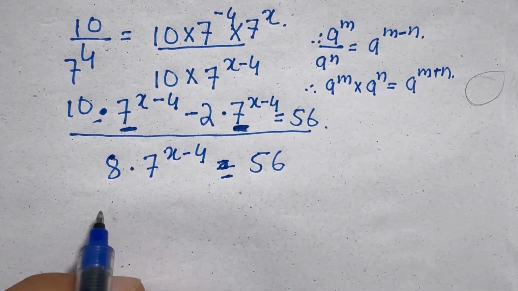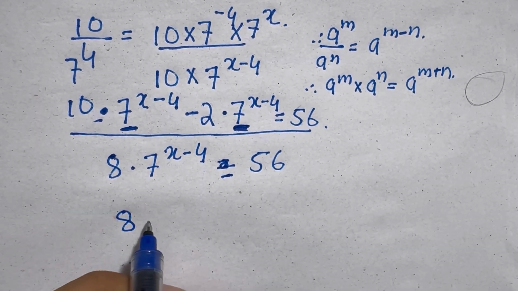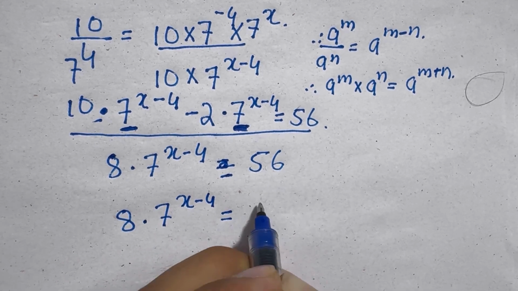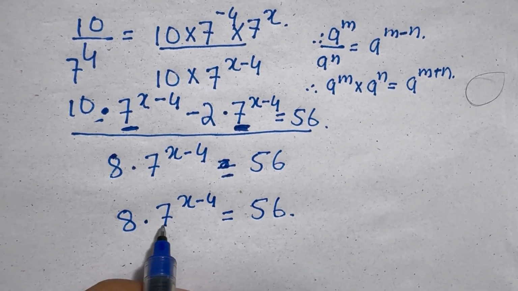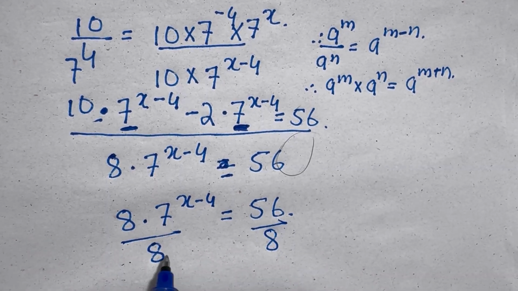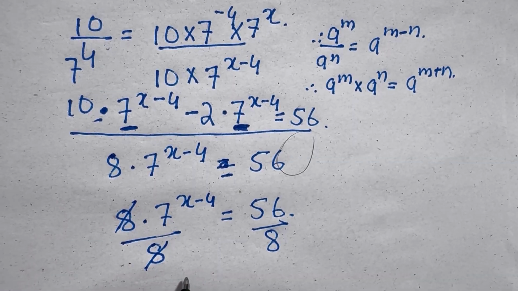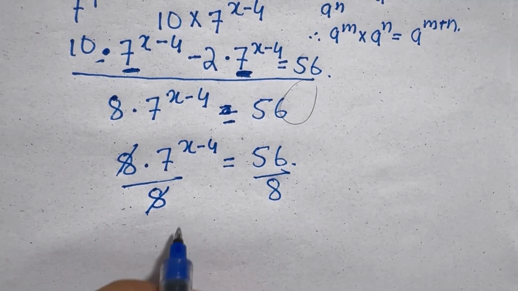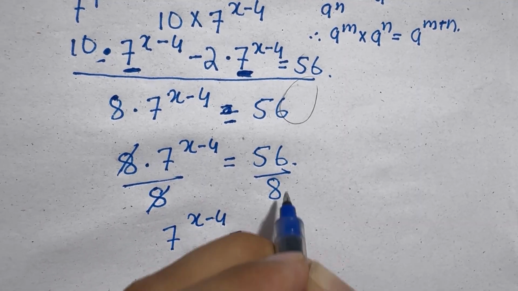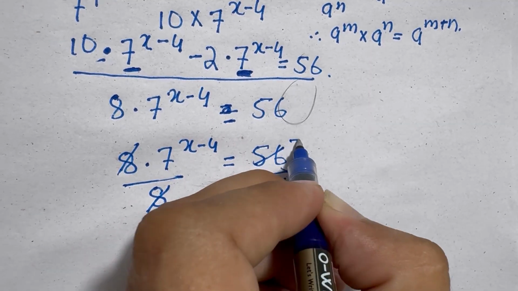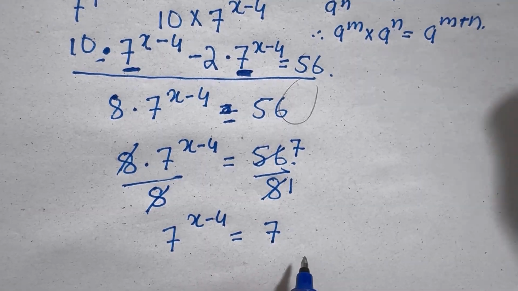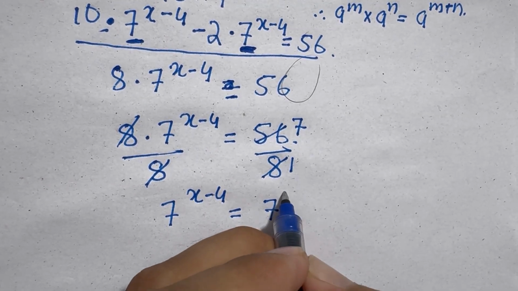So after that, I can rewrite the whole equation: 8 multiplied by 7 power x minus 4 equals 56. If I divide both sides by 8, this 8 will cancel with this 8. So the equation becomes 7 power x minus 4 equals 56 divided by 8. 8 ones are 8, 8 sevens are 56, so here it will be 7, so the power of 7 is 1.